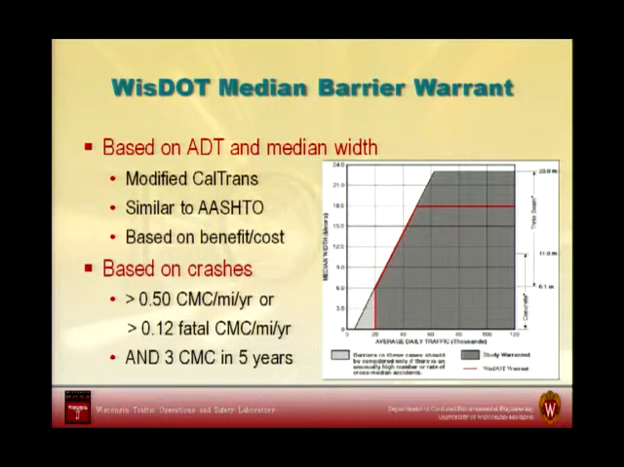So where we went was to AASHTO, and AASHTO had developed a warrant-based system based on average daily traffic and some element of median width. There was an area that says, well, if you have these conditions, some form of median barrier may be warranted. And Wisconsin had thought about it some years past, and although approximately the same, the red line represented what Wisconsin thought was a warranted area.